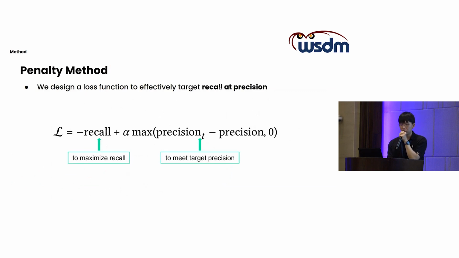Finally, we design a loss function to effectively target recall at precision. Here, the first term is for maximizing recall, and the second term is for meeting the target precision. Alpha is the hyperparameter that controls the strictness of the constraint.